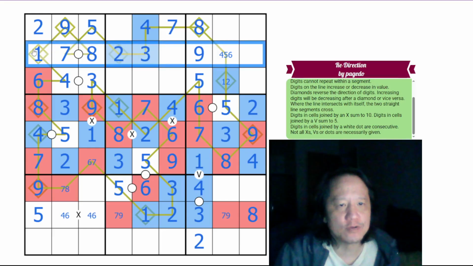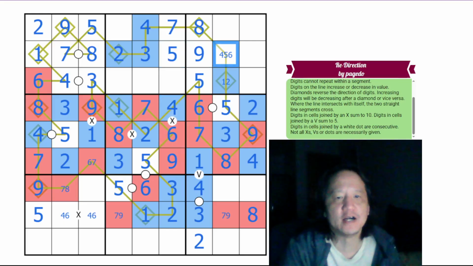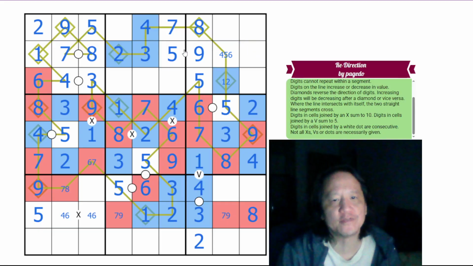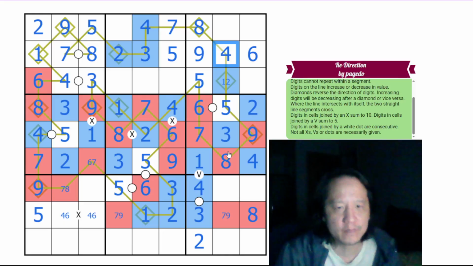Remaining digits in row 2. We have 4, 5, and 6. This can't be 4 or 6 because of 4 or 6 in the column. So this is 5. That can't be 5 because of the 5 in the row. This can't be 4 because of 4 in the column. So this is 6, which forces this to be 4 here.